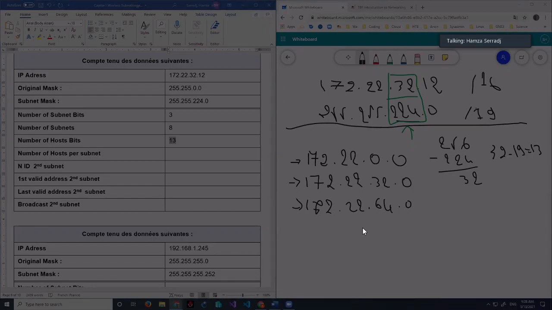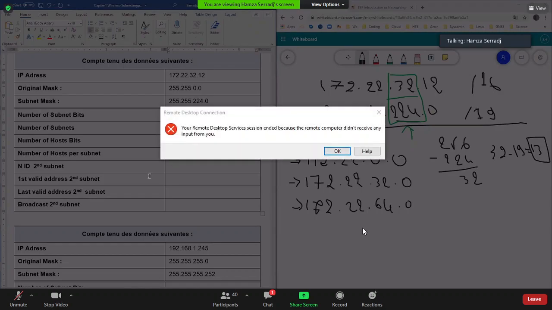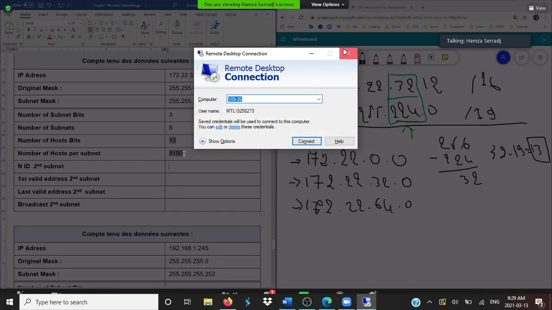Formula for number of hosts per subnet. 2 power 13 minus 2. Good, Jagjit. So I already have n here for the hosts: 2 power the number of host bits minus 2. And if you do the math, you will end up with 8,190, if I didn't make a mistake, right? I end up with this number.